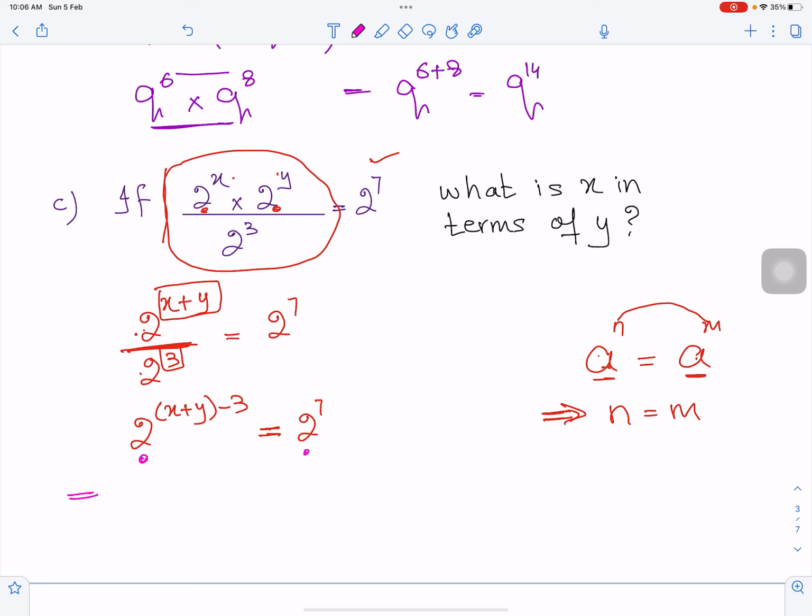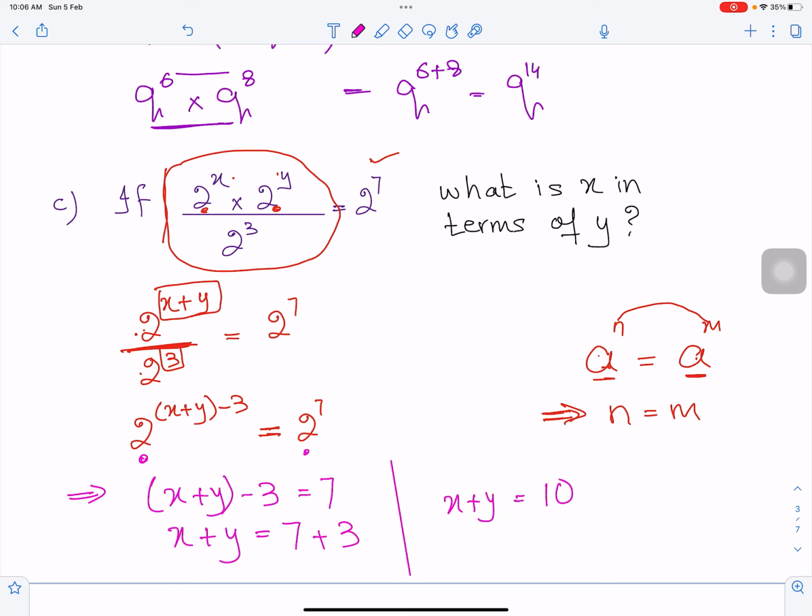So I will use the symbol implies, and I will put x plus y minus 3 equals to 7. Bracket is not necessary to write. I have just written it. So 3 will go to the other side. It will become plus, right? And then it will be x plus y equals to 10.